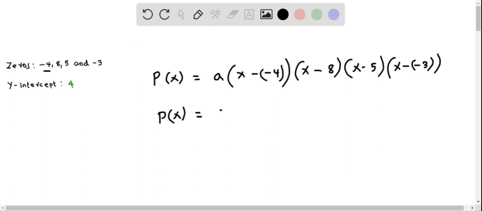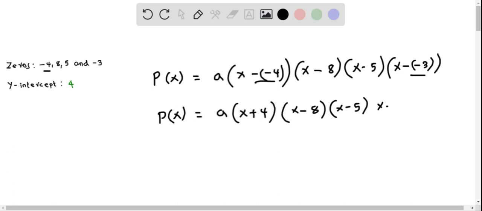We have p of x equals a times of, this is minus of -4 is plus 4, so we get x plus 4, and then we have the factor x minus 8, and then the next linear factor is x minus 5, and finally we have this x minus -3 is x plus 3. So this is the polynomial p of x.